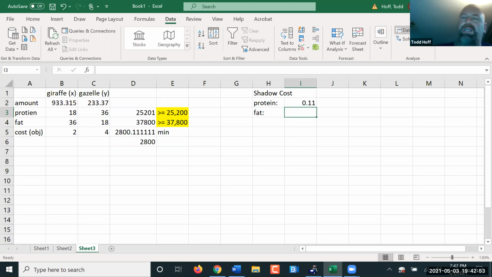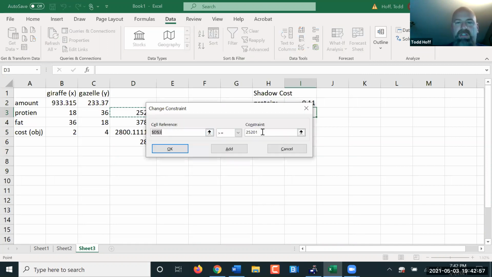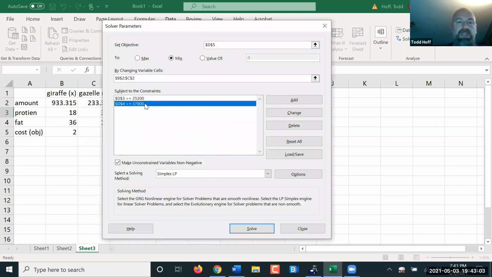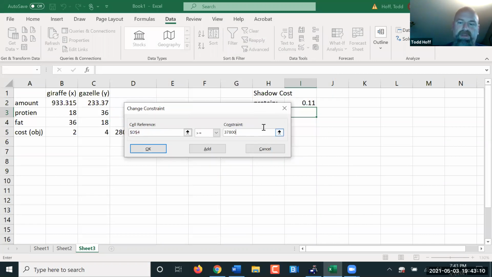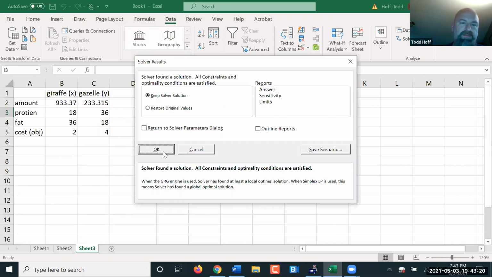So what we're going to do is go back to our solver, and we'll change this constraint back to 25,200, back to what it was before. Notice it's back to what it was. This constraint now has to get changed. This is the constraint for fat. I'm going to click change, make that 37,801. I increased the limit on fat by 1. So you see that's changed now, and I'm going to click solve.